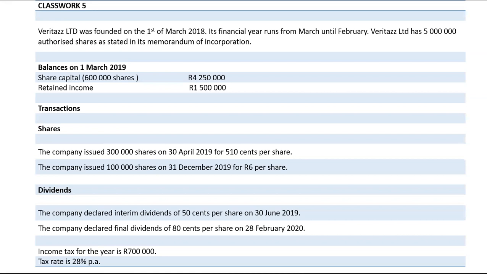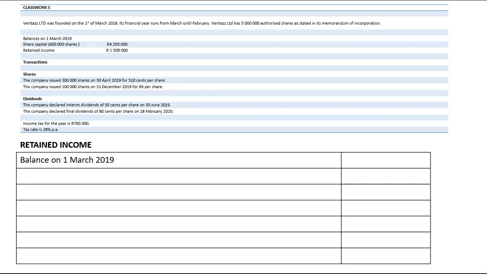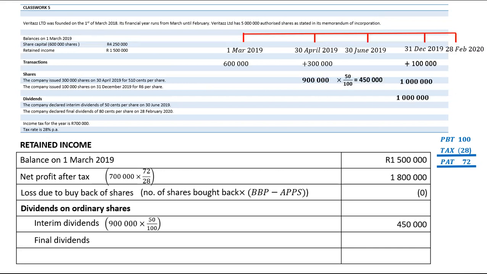Except here, for final dividends, they didn't say anything about shareholders that will not qualify. So you will only look at the number of shares that were issued on that specific day when those dividends were declared. You'll notice here, by the time we declared final dividends, 1 million shares were issued. Because they said nothing about anybody that will not qualify for final dividends or anything. You just use the number of shares that were issued when final dividends were declared.